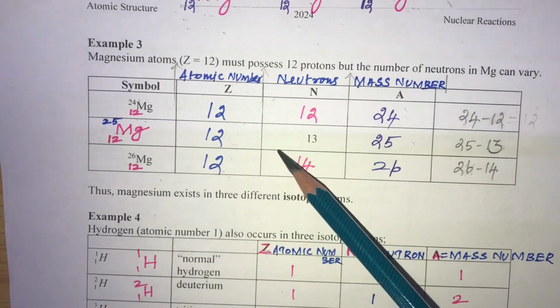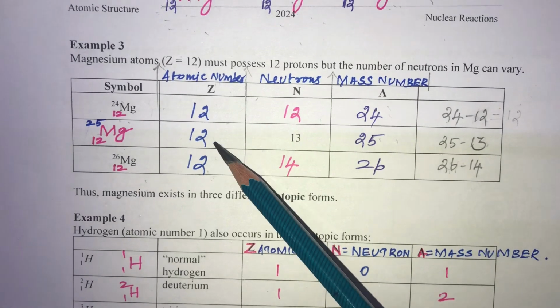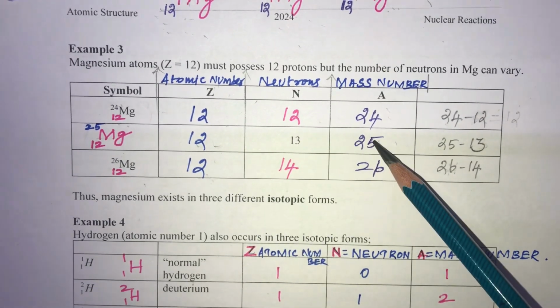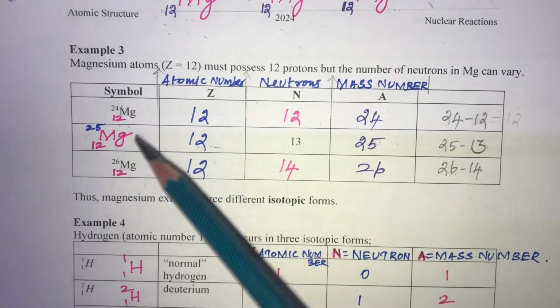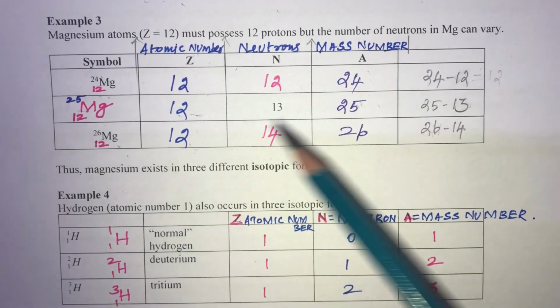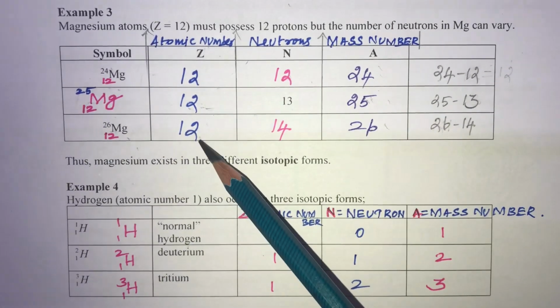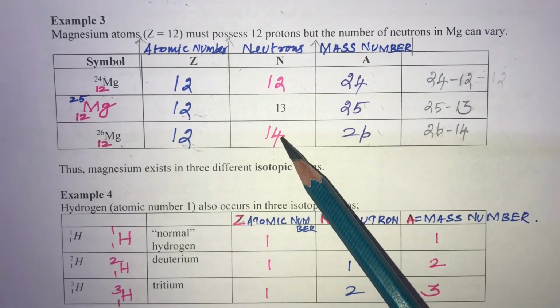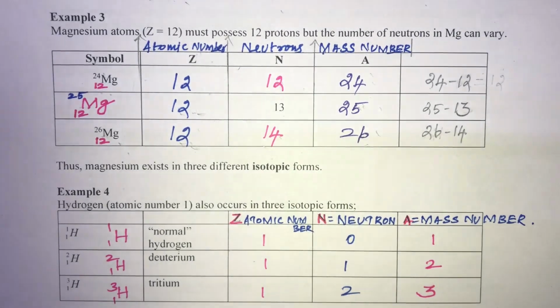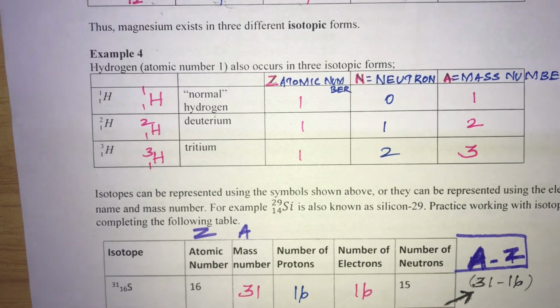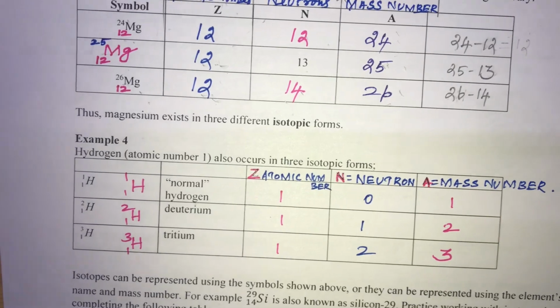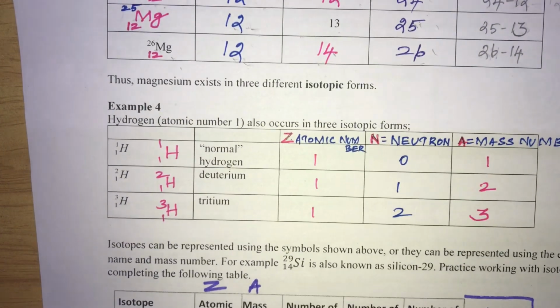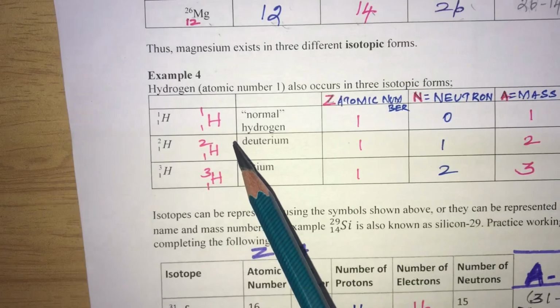For magnesium 25 isotope, the mass number is 25, atomic number 12, 25 minus 12 will give you the number of neutrons, 13. That is isotope magnesium 25. Magnesium 26 isotope, the mass number is 26, atomic number is 12, 26 minus 12, the number of neutrons is 14. So magnesium exists in 3 different isotopic forms as they differ in the number of neutrons. Next one is hydrogen.